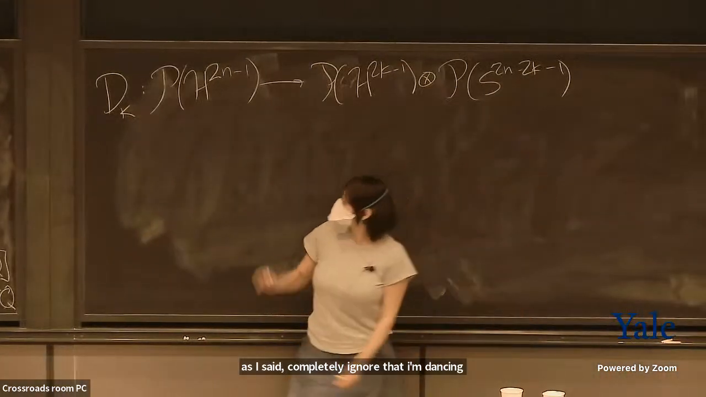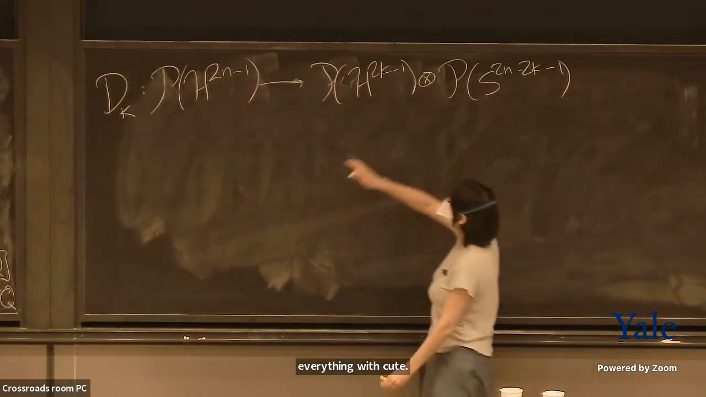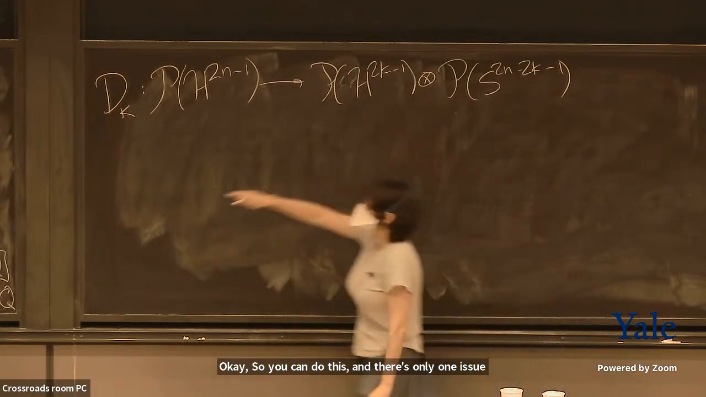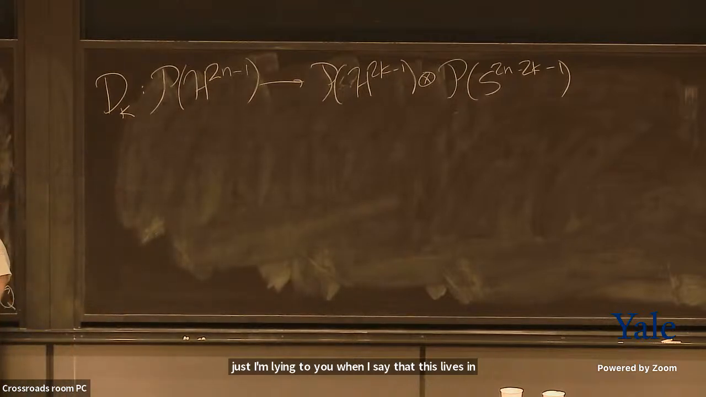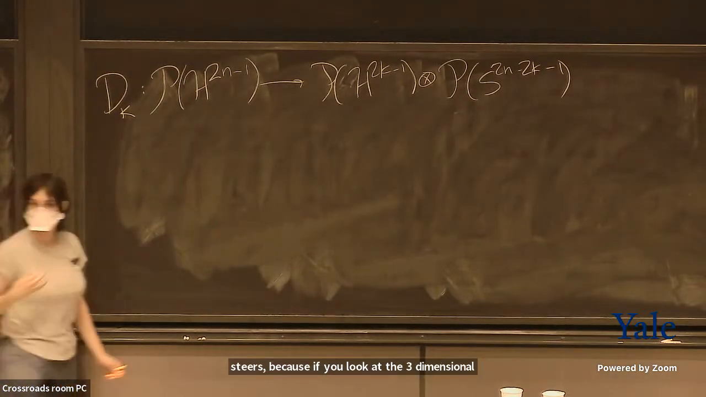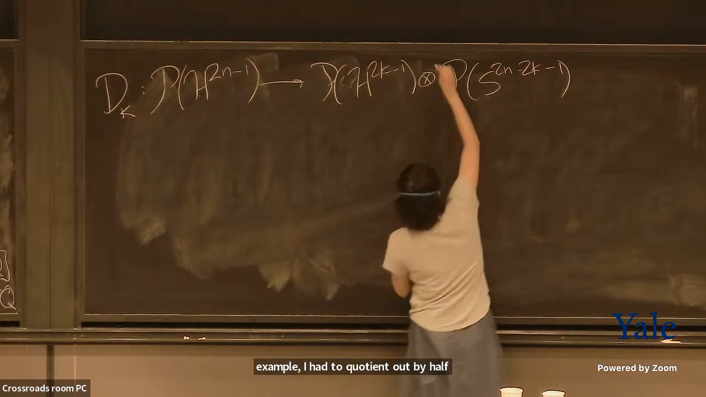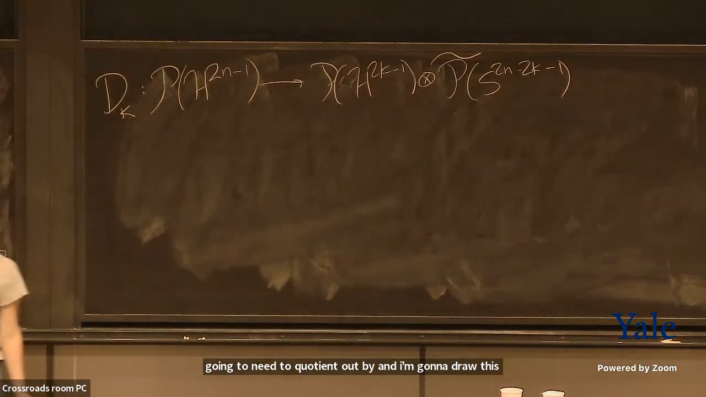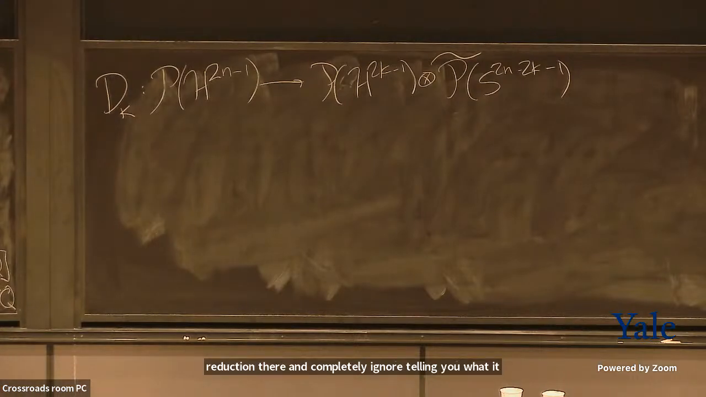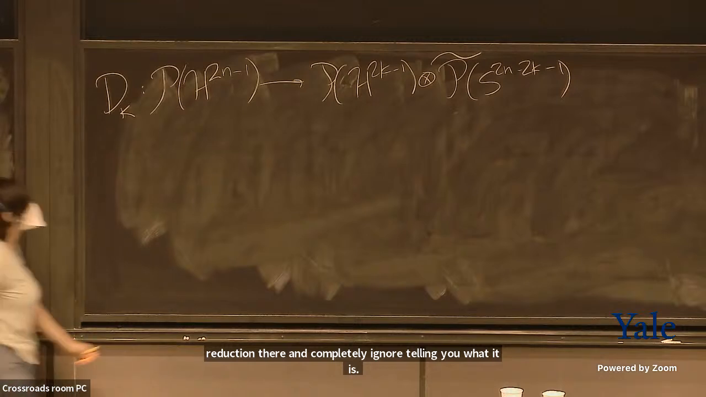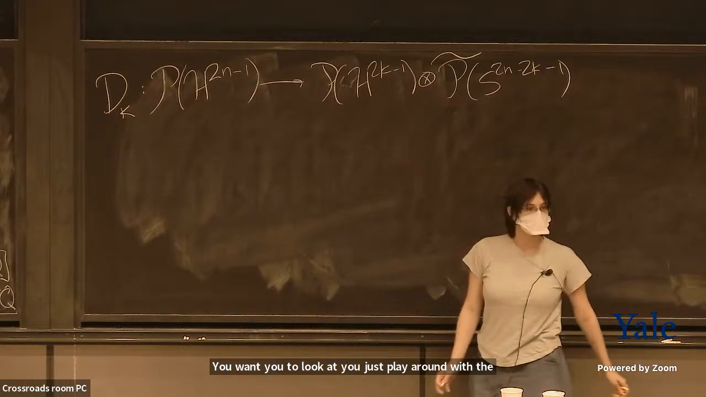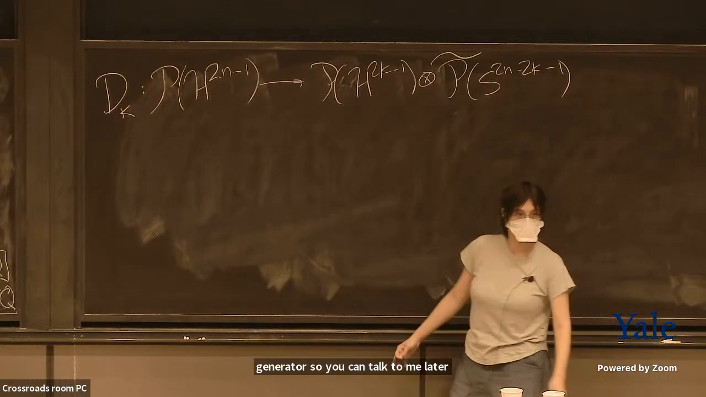Okay. So you can do this. And there's only one issue, which is I'm lying to you when I say that this lives in spheres. Because if you look at the three-dimensional example, I had to quotient out by half circles. There's going to be a more general thing I'm going to need to quotient out by. And I'm going to draw this reduction there and completely ignore telling you what it is. It's going to tell you it's whatever you need to quotient out to make this thing well-defined. If you want, you can play around with the generators or you can talk to me later. You quotient out by a bunch of things to make this actually well-defined up to scissors congruence.